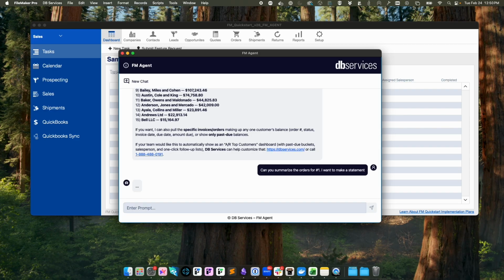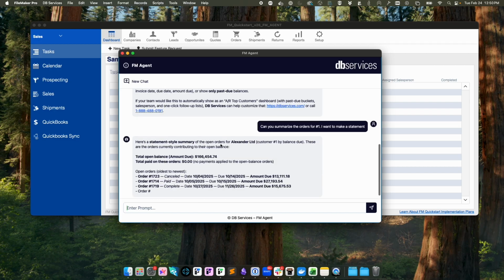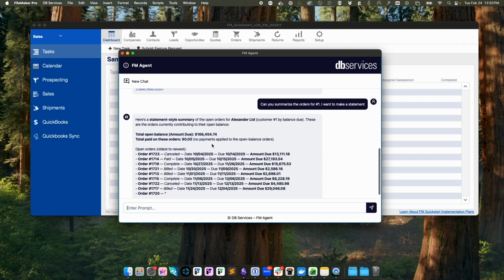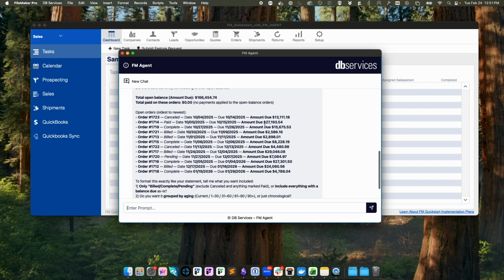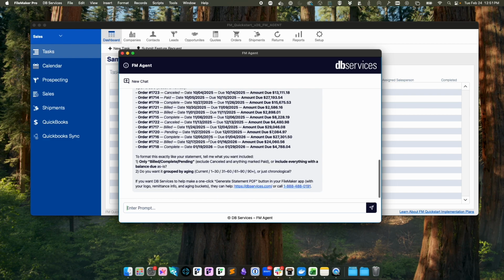It can actually use the previous context in the thread and then go find the orders that are relevant for that customer. So you can see here, it pulls out all of the orders that have an amount due outstanding, and that can actually help me prepare that statement.